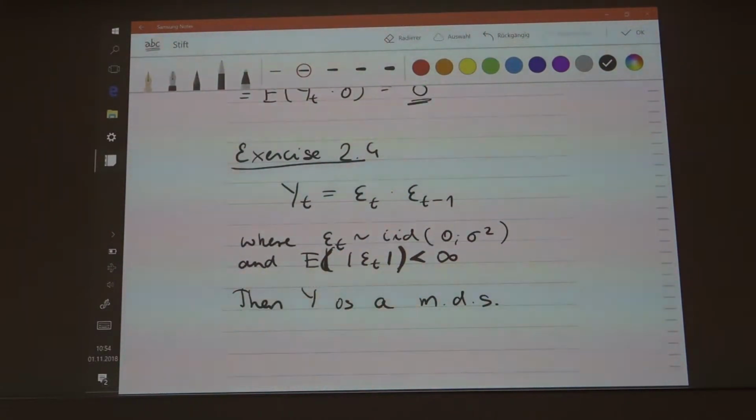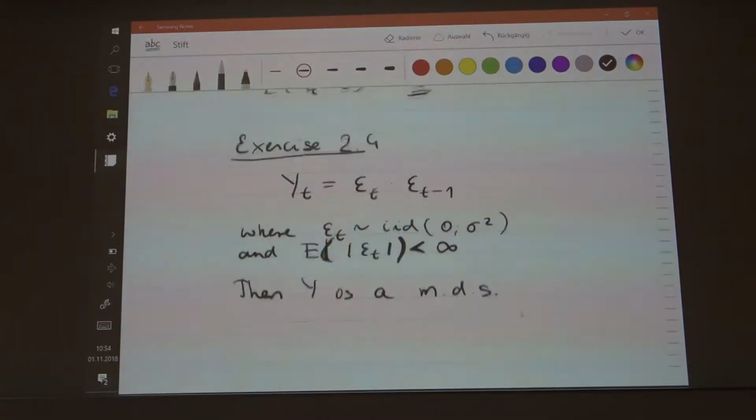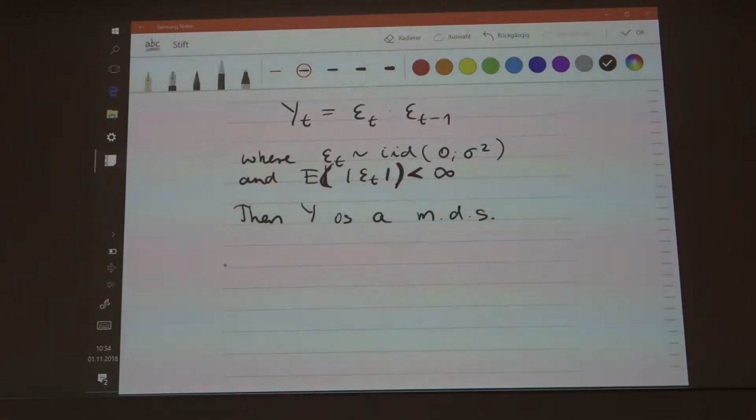We're going to show that this process is a martingale difference sequence. The first thing to show is that the expectation is finite. So what is the expectation of the absolute value of the process? The expectation of the absolute value is going to be the expectation of the absolute value of the product of the two white noises.